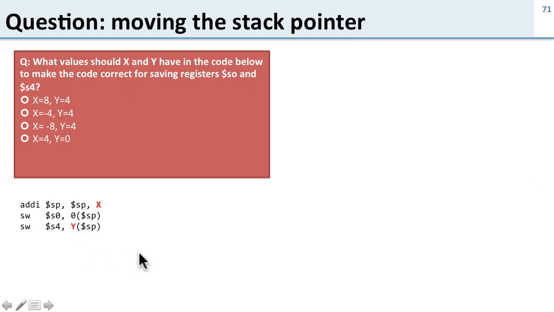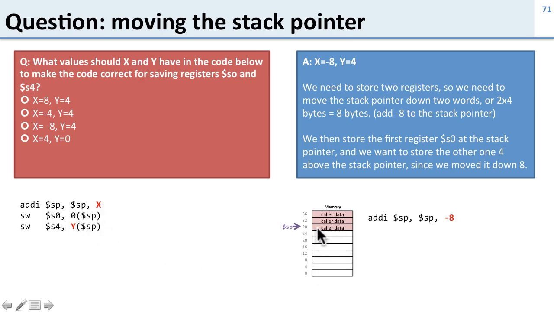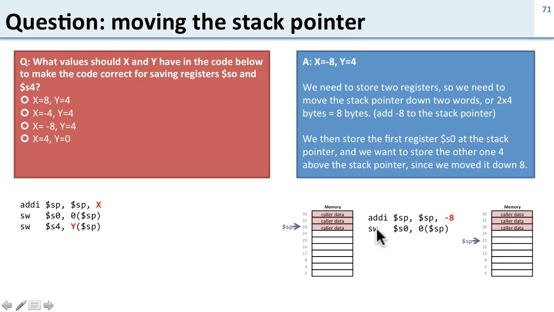Here's another question. What value should X and Y have in the code below to make the code correct for saving registers S0 and S4? Well, -8 and 4. So take a look at this. We want to decrement our stack pointer by 8, and then we want to offset this by 4, the second one here. So here's our memory beforehand, here's our stack pointer, and what we want to do is add -8 to the stack pointer. So this is going to move it down by 2 spots. Once we move it down by 2 spots, we store our first value, S0, to the stack pointer, and then our second value needs to get stored to this other spot, which is 4 above the stack pointer. So -8 and 4.